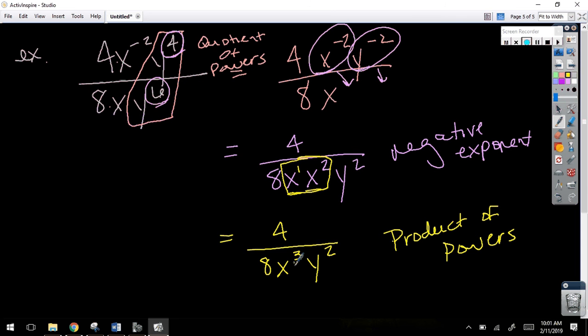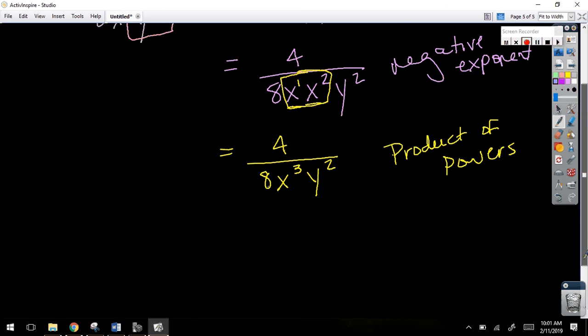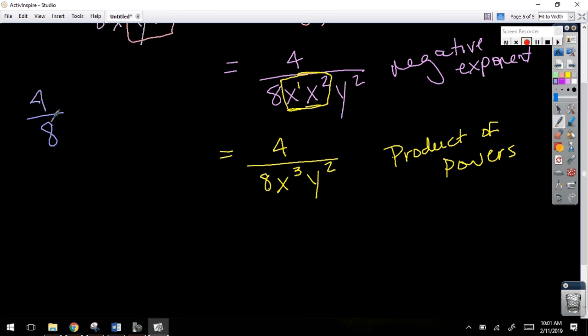Now, there's one more thing that we can do that we haven't talked about a whole lot, and it's not a property of exponents, but it's just a simplification technique. What is 4 divided by 8? No, 8 divided by 4 is 2. Okay, so if you had this as a fraction, if you had the fraction 4 over 8, how could you simplify it? Divide by 4. What's left on top? 1. What's left on the bottom? 2. And then the variables are the same. I just simplified the fraction that sits in front.